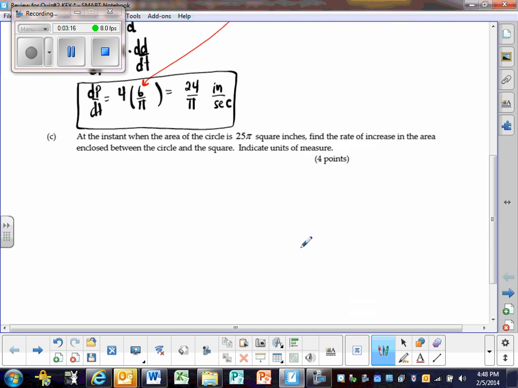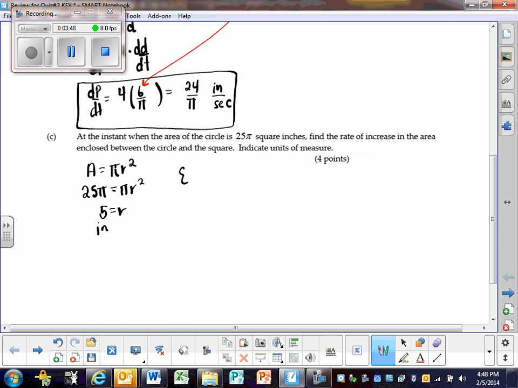Using this same information at the instant when the area of the circle is 25 square inches. And what that is telling us is that the area, which we have to know without being given, is pi r squared. So I can substitute the 25 pi into the area equation for a circle and get 5 for the radius at that particular time, still in inches. Find the rate of increase in the area enclosed between the circle and the square.